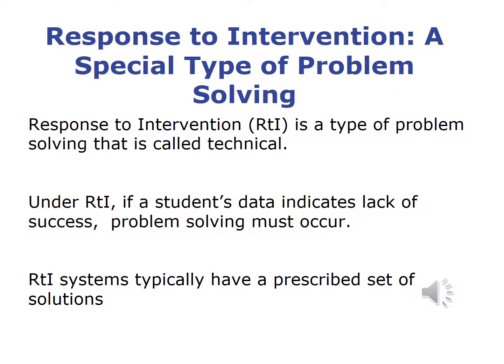Response to intervention, or RTI, is a special type of problem solving which is referred to as technical. Under the tiered approach of RTI, if a student's data indicates lack of progress or success, problem solving must occur. With most RTI models, a prescribed set of solutions is in place to address the identified problems.